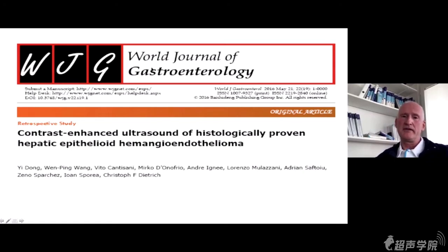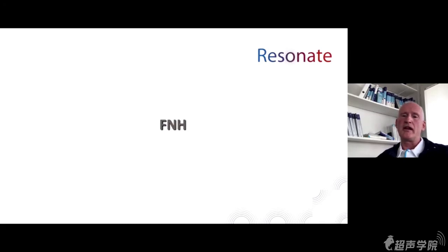All has been written about the contrast-enhanced ultrasound features of hemangioendothelioma in this paper published in the World Journal of Gastroenterology. Focal nodular hyperplasia.